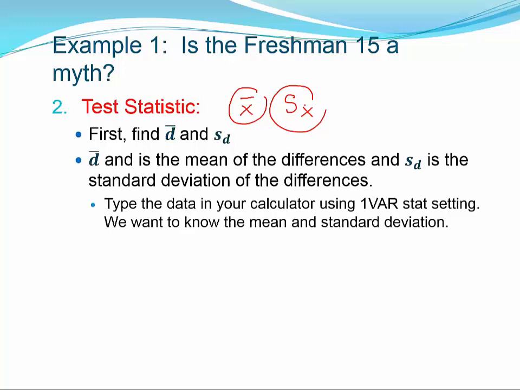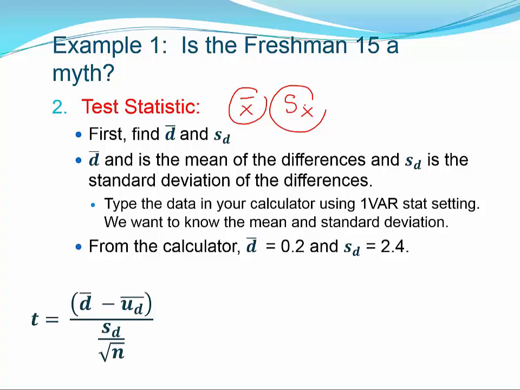Type the data in your calculator using the 1-Var Stats setting, and we want to know mean and standard deviation. Pay close attention to values that are negative. So from the calculator, we find that d bar is equal to 0.2 and s sub d is 2.4. So the test statistic formula has us take d bar and we subtract the claim from it. So we have 0.2 minus 0. So mu sub d will always be 0 for our hypothesis test for matched pairs. We divide that by 2.4 divided by the square root of 5.